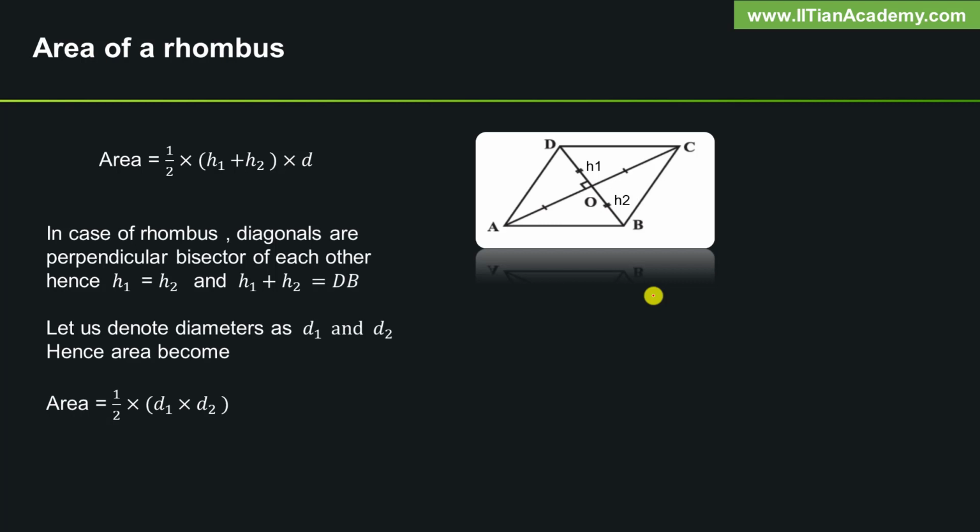Here we will see the formula for calculation of the area of a rhombus. We have seen that in the case of a rhombus, the diagonals are perpendicular bisectors of each other. Hence, H1 and H2 are equal, and the sum of them is equal to the diagonal D2. Hence, putting the value of H1 plus H2 as diagonal D2, the formula for the area of a rhombus becomes half into D1 into D2.